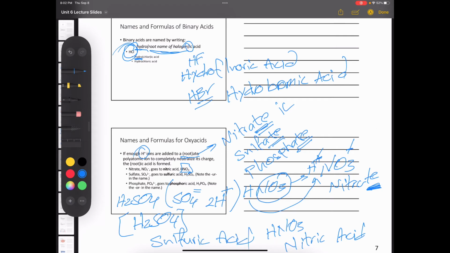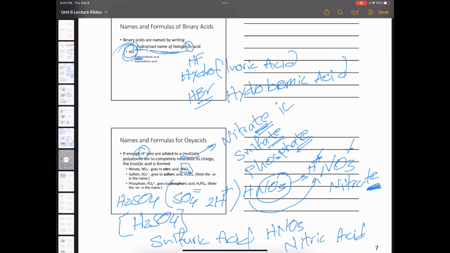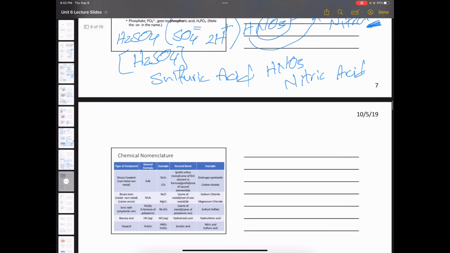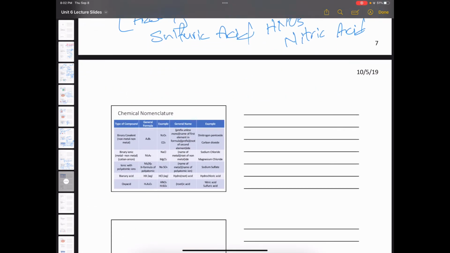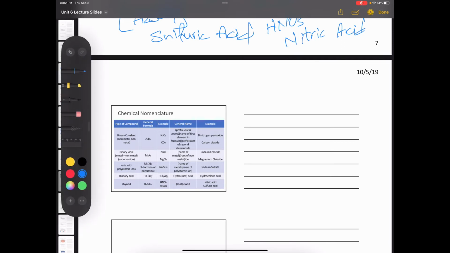Same thing with the phosphate. We call it phosphoric acid. Okay, so that's in terms of names and nomenclatures for the acids. So let's wrap up all the names and all the tips that we've learned so far when it comes to nomenclatures between bonds and also acids.